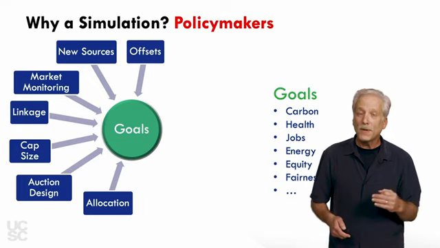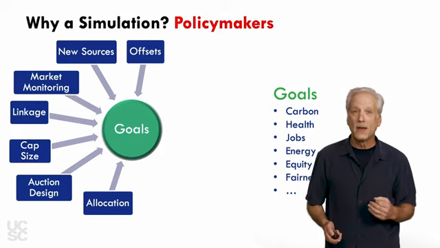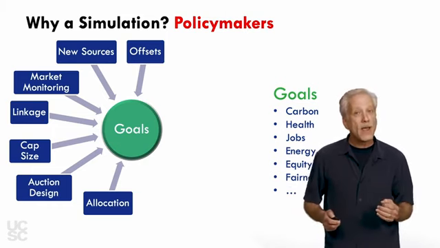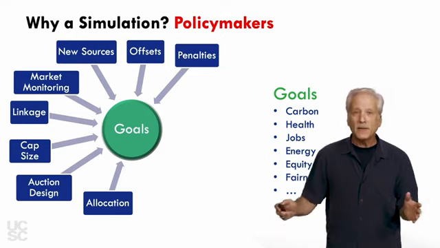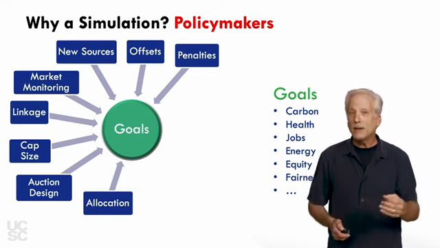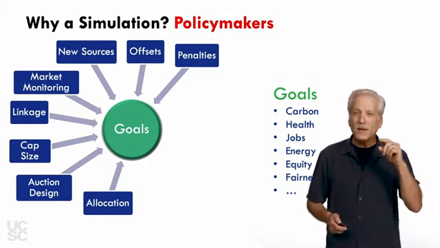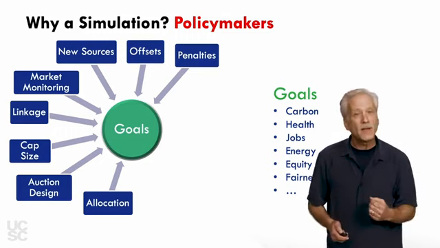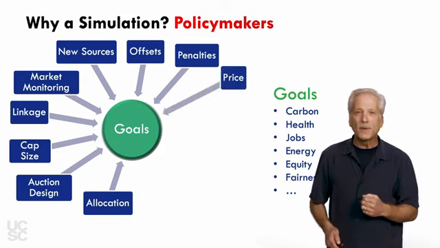Offsets. Offsets are emission reductions that occur outside of our cap-and-trade program. We want to make sure that offsets are allowed and that they are encouraged, because if we encourage offsets, we can get reductions from those who are not included in the cap-and-trade program, and we can also keep prices down. Penalties. Absolutely necessary to have penalties in a cap-and-trade program, penalties that are high enough to discourage people from trying to cheat. You need to understand that if you cheat, you're going to get caught, and it's going to be very expensive. The penalties have to be sufficient to discourage bad behavior.